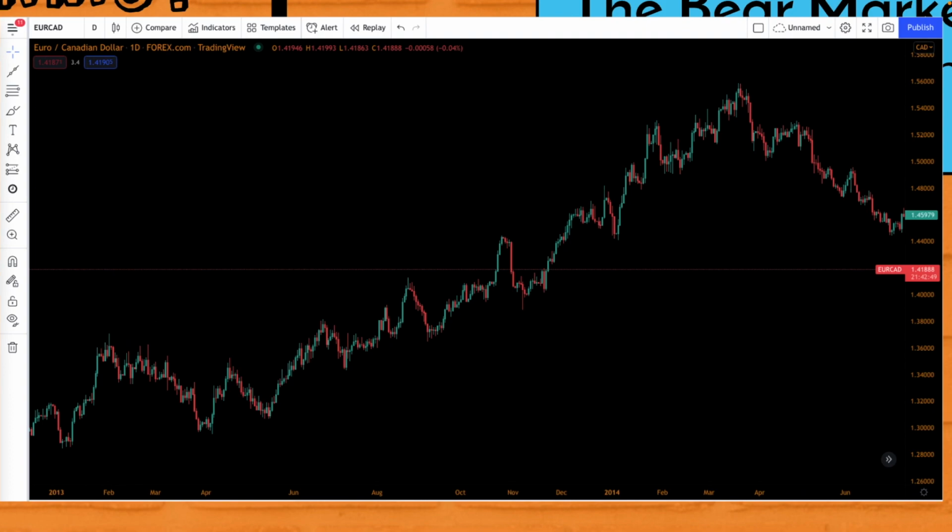This is the chart of euro to Canadian dollar. This is a very good example of a bull run. If you look closely at this uptrend, you can see multiple testing of a dynamic support line right below the chart. These represent the trend line of this chart.